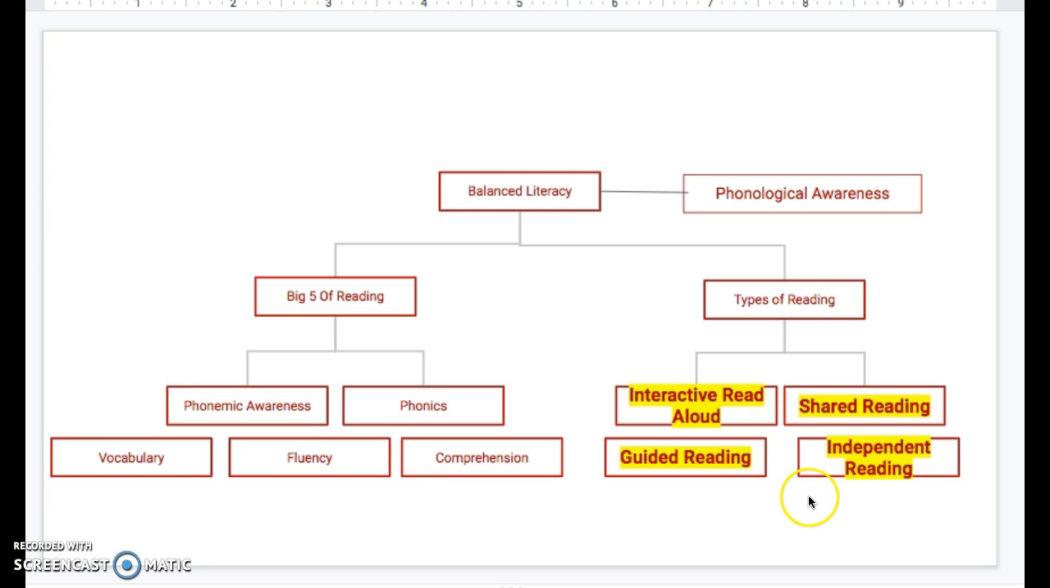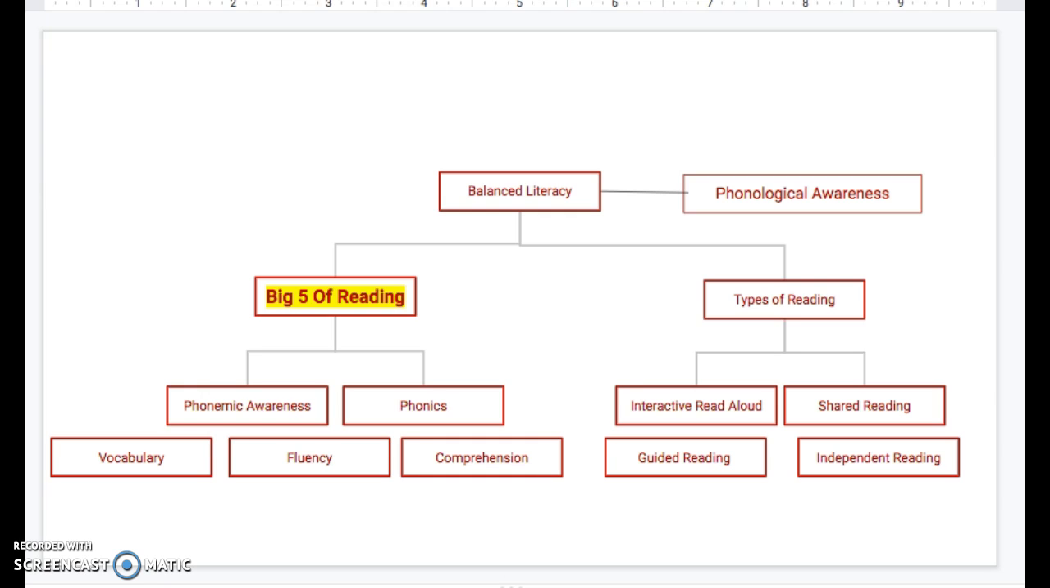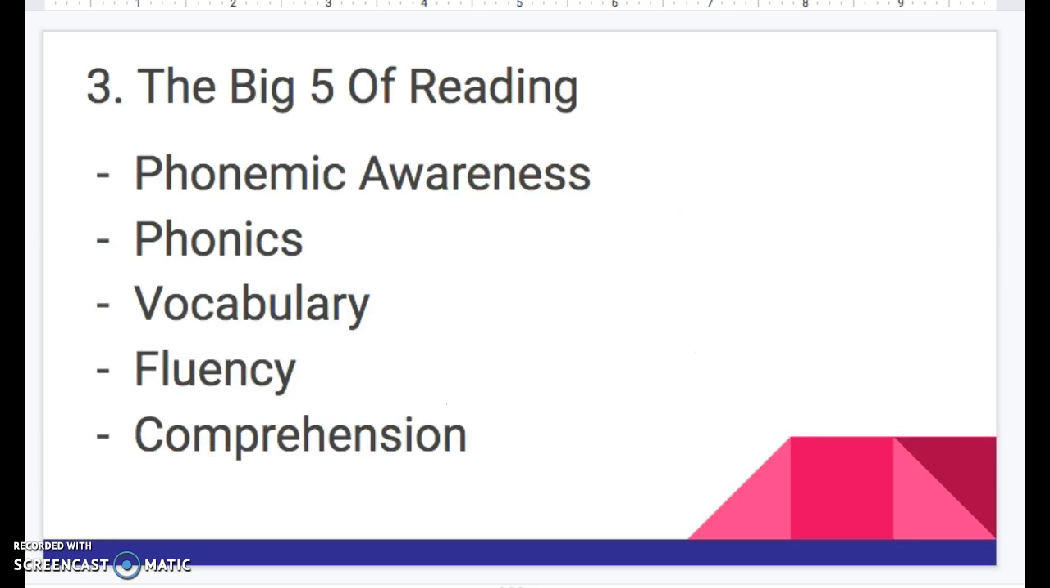The fourth one is independent reading. Independent reading is where a student reads completely on their own. This story is often chosen by the student and it's at their reading level. A teacher may lead a discussion before or after the story, but not during the independent reading time. After talking about the components of balanced literacy, we are led into the next important aspect of teaching literacy, the Big Five. The Big Five includes phonemic awareness, phonics, vocabulary, comprehension, and fluency.